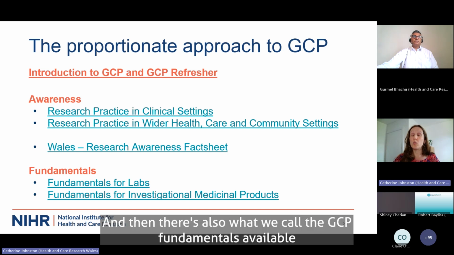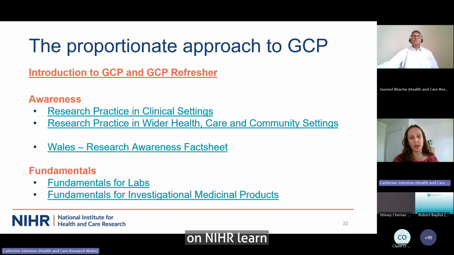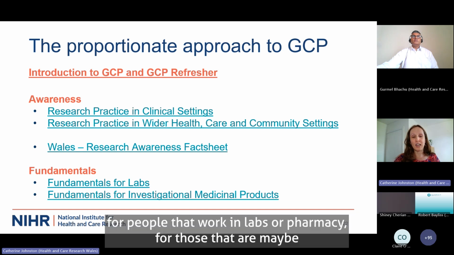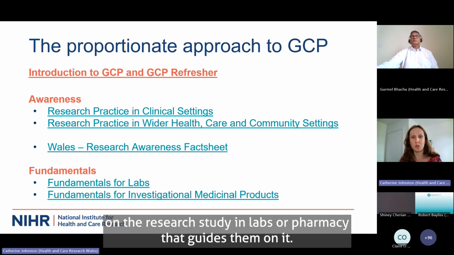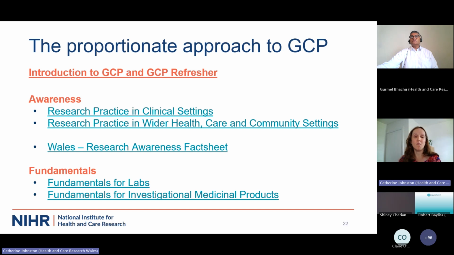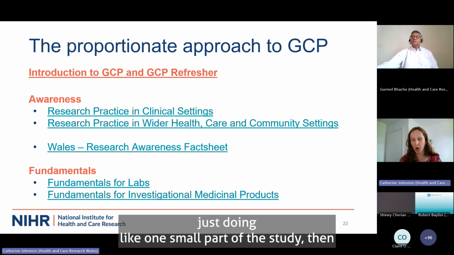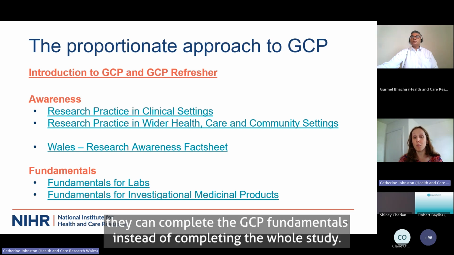And then there's also what we call the GCP fundamentals available on NIHR Learn for people that work in labs or pharmacy. For those that are maybe doing a very limited role in a study, there may be someone who's leading on the research study in labs or pharmacy that guides them on it. But if someone's just doing one small part of the study, then they can complete the GCP fundamentals instead of completing the whole study.